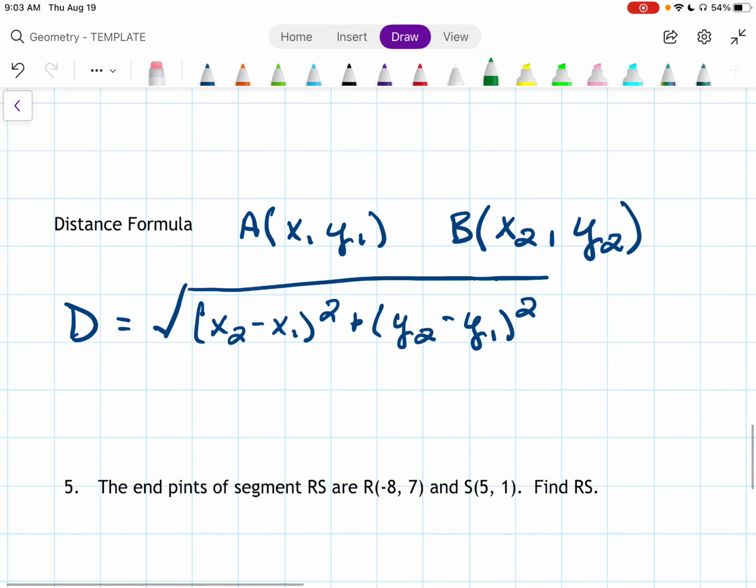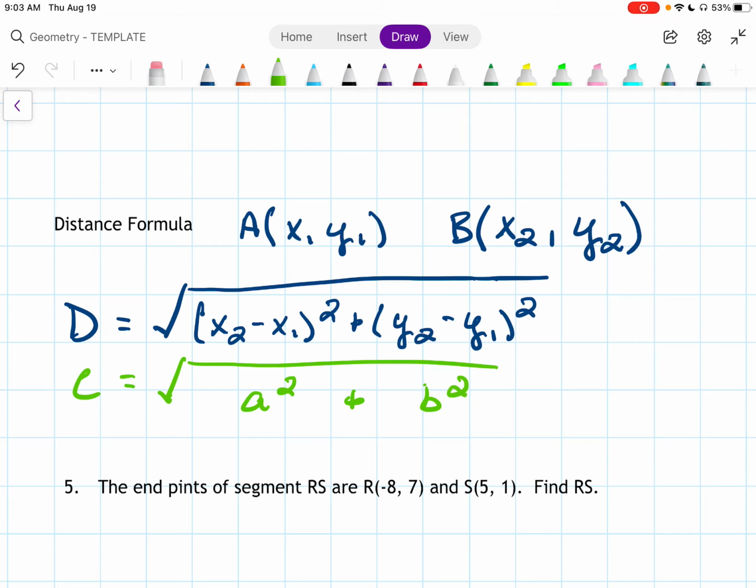So this is the distance formula. If we have 2 points, A and B, then our distance is going to be the square root of our x values subtracted squared plus our y values subtracted squared. With the Pythagorean theorem, what this would look like would be C equals the square root of A squared plus B squared. That's where that comes from.